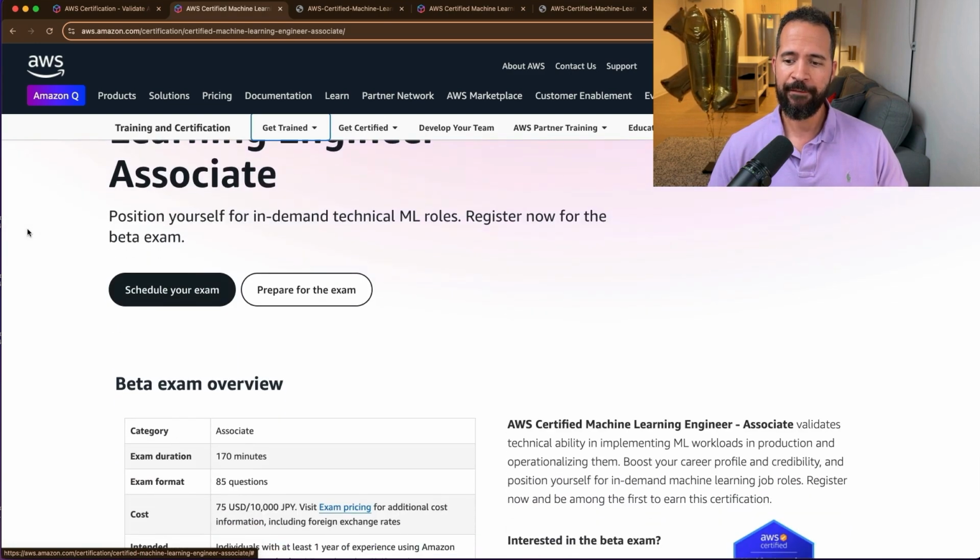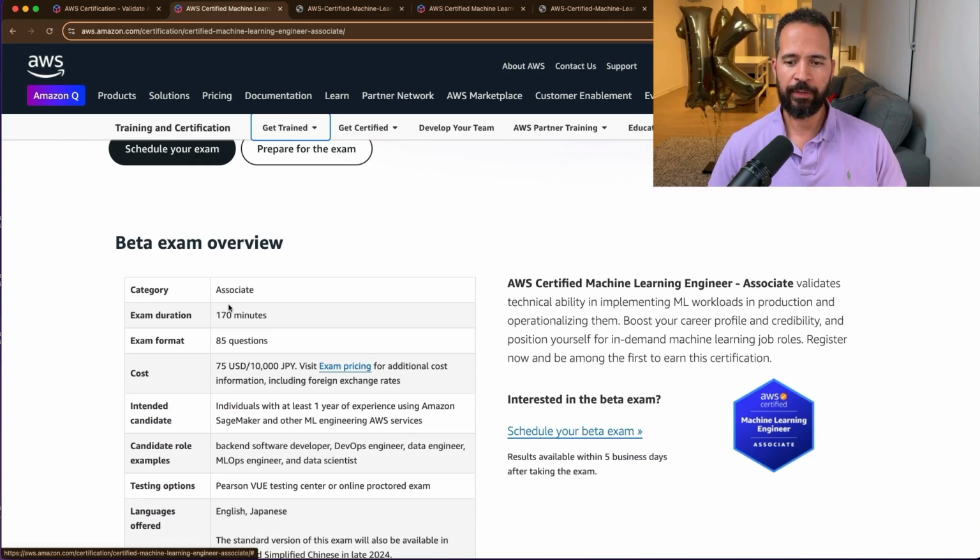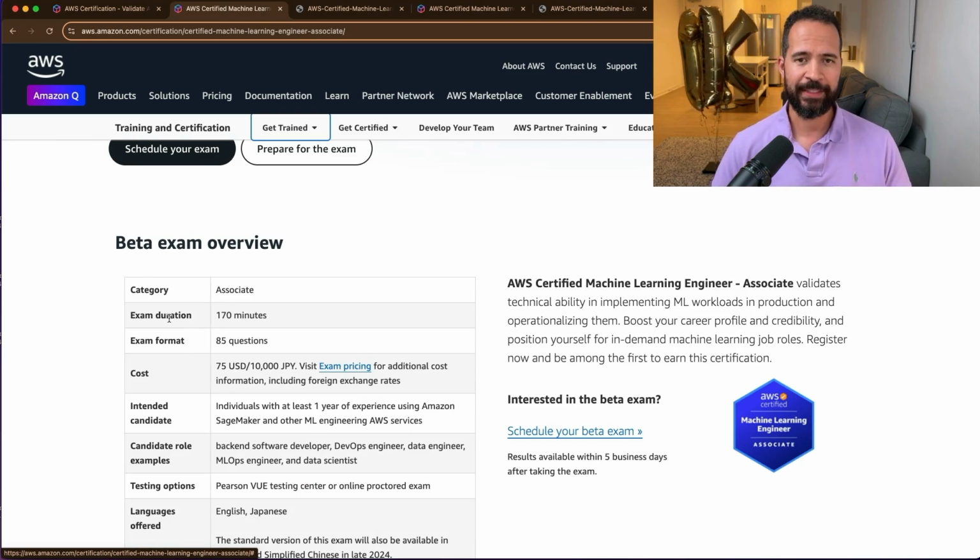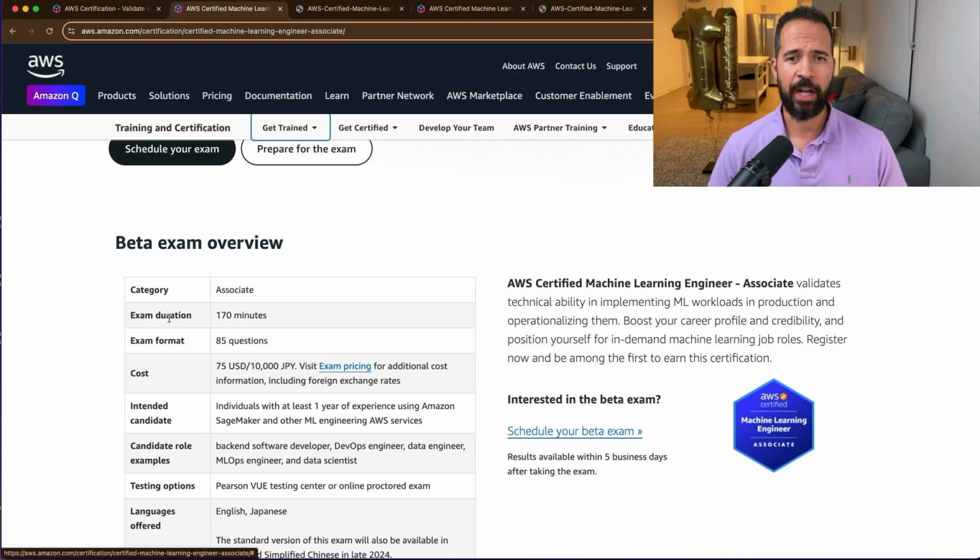Now this is going to validate your technical ability in implementing ML workloads in production and operationalizing them. This will boost your career profile and credibility and help you position yourself for in-demand machine learning jobs. This is an associate level certification. Now, this is in a beta exam phase. This beta exam phase is not going to last forever. So depending on when you watch this, eventually this beta exam phase is going to lift.